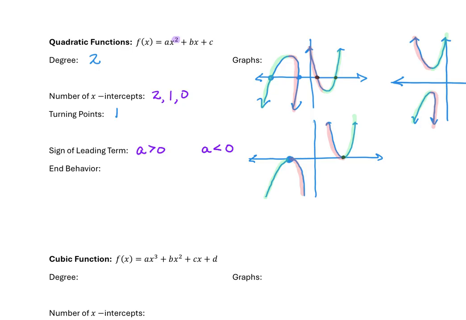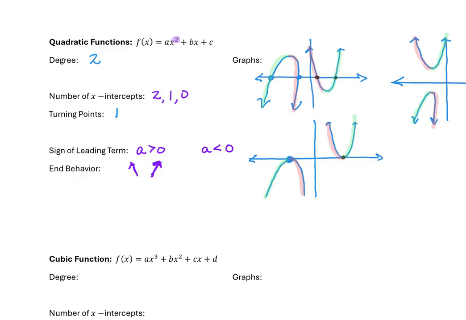And so when we talk about positive, when it's positive, remember it opens up. So we're looking at this graph, we're looking at this graph, we're looking at this graph. And if you kind of ignore the stuff in the middle, what we basically have is something that looks like this. We go forever up on the left side, we go forever up on the right side.